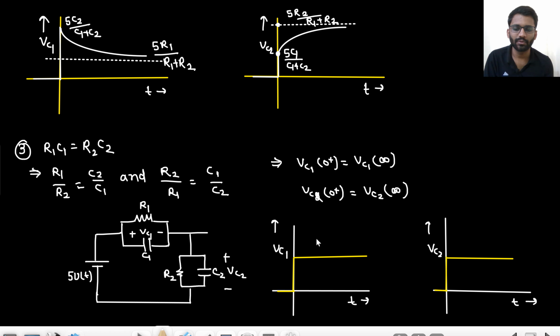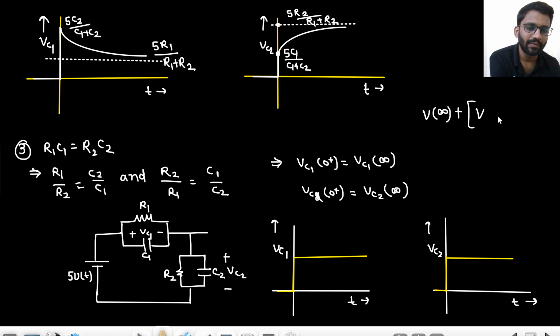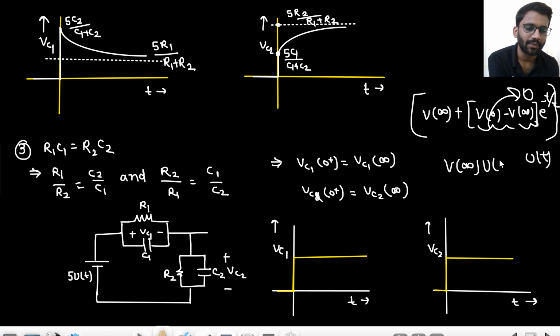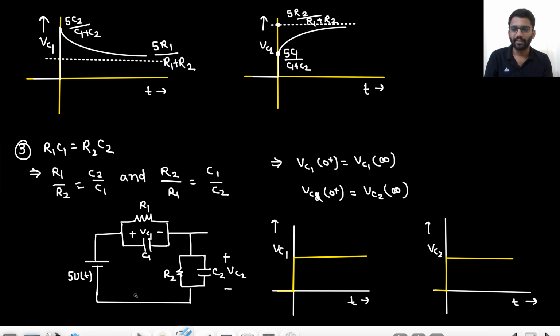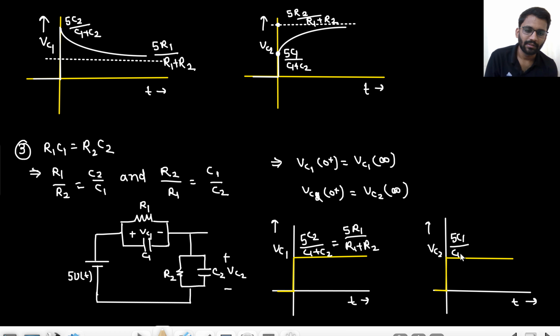Also by equation you can see, what would you write? V infinity plus V0 minus V infinity e to the power minus t upon tau, u(t). Now these two are the same, so this will go down to 0. So only V infinity u(t) is left, and that is equal to V0. So the same value is there. The value for this is 5 C2 upon C1 plus C2, equal to 5 R1 upon R1 plus R2, and for this it is 5 C1 upon C1 plus C2, equal to 5 R2 upon R1 plus R2.